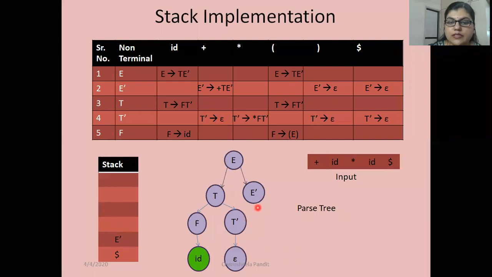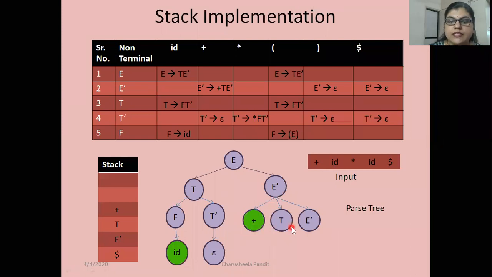All right. After that, what is the next non-terminal? E'. So the E' row and plus column. E' gets expanded to plus TE'. Now you could see the first symbol here is plus, and the current input symbol is also plus. So we got the second symbol, and this is a terminal, so it cannot get expanded further. We have to expand the next non-terminal, which is T. So T row and ID column. T will get expanded to FT'.